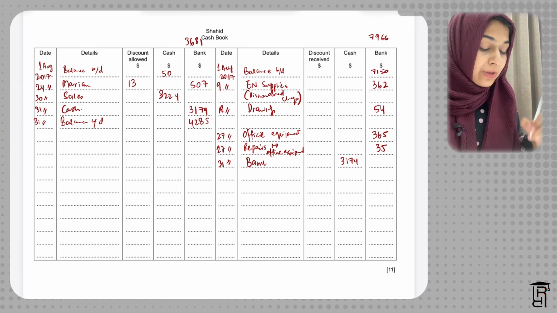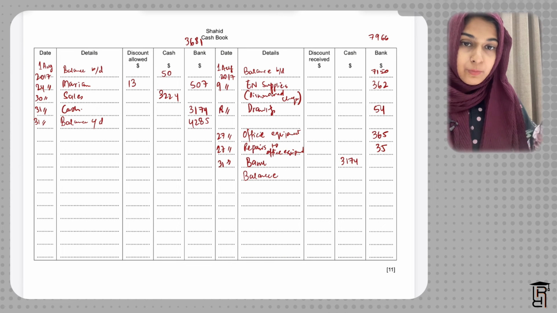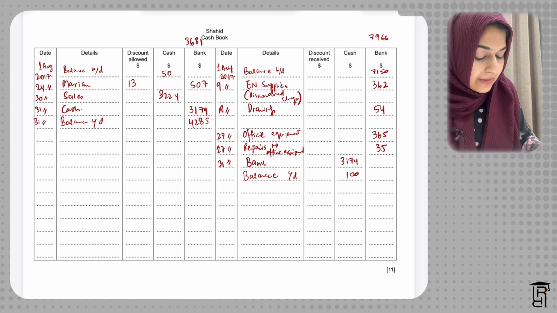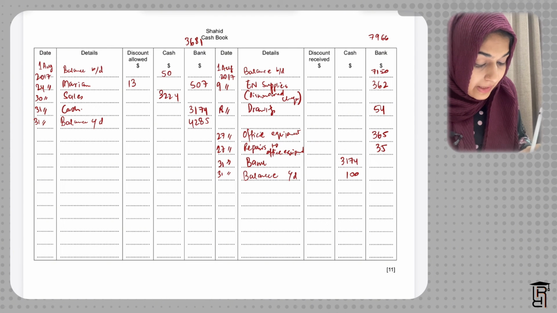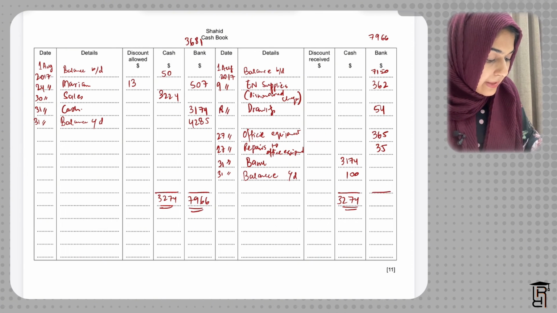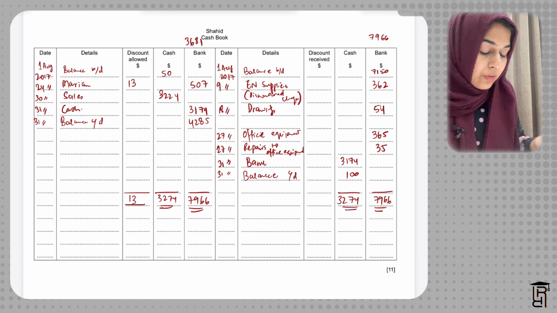And then balance carried down for cash will be 100 because we had kept only 100 in the cash account and the rest we had put into the bank account. So balance carried down for cash will be 100. And that's it. This will also be 31st August. Then I'll just balance this. So this will be 3274. Cash total again 3274 on the credit side. The bank total will be 7966 and 7966 on the credit side as well. The discount total will be 13 here. Discount received, we haven't received any discount, so that's fine.